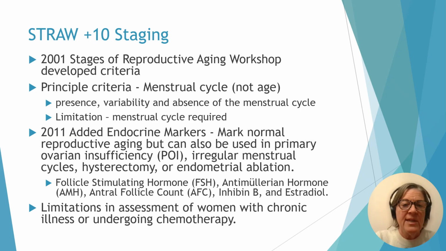And so this was redone in 2011, where the endocrine markers were added. And these are used as markers of normal reproductive aging, but can also be used in other situations, such as diagnosing primary ovarian insufficiency. It can be used in the setting of irregular menstrual periods, hysterectomy, endometrial ablation, IUD, any of the reasons that a woman wouldn't be having a normal menstrual cycle. There are still some limitations, but overall, this is the framework that's being used. And I find even if you don't need to know the stages, it's just sort of helpful to walk through the different phases.